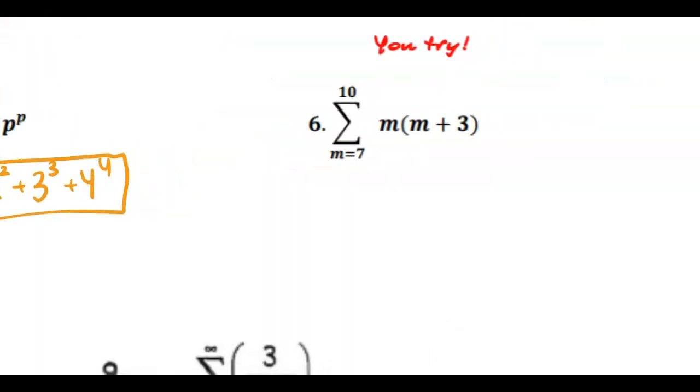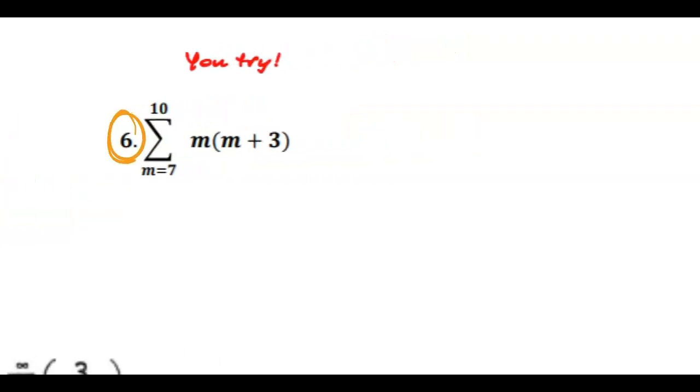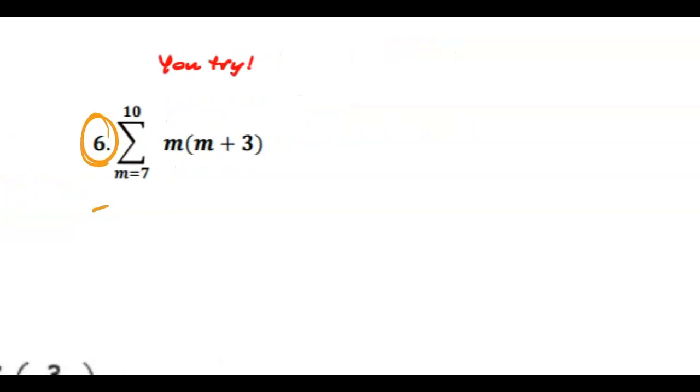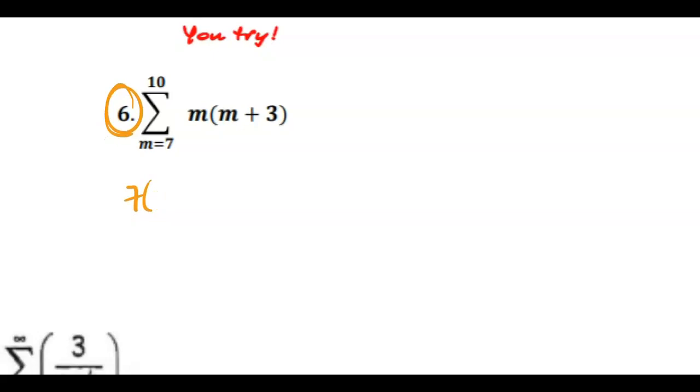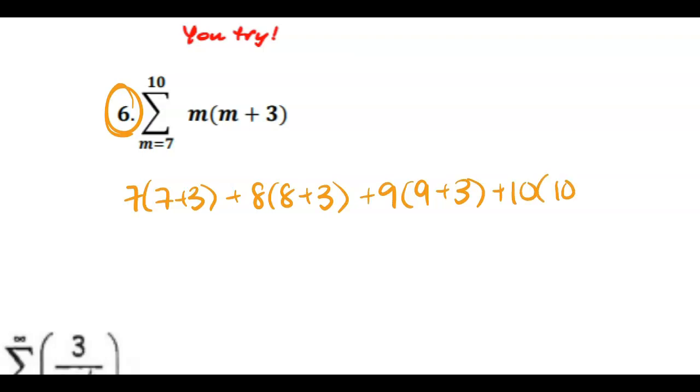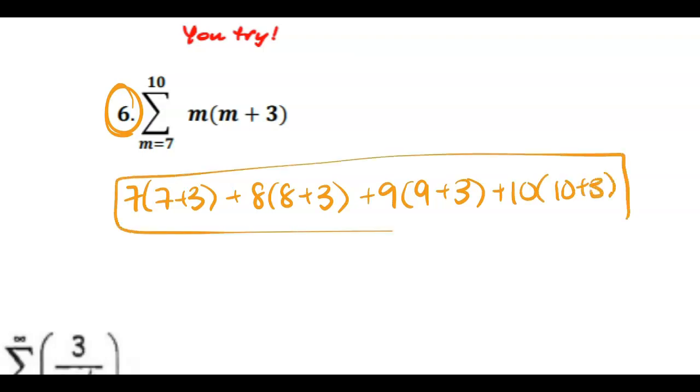Right now, you guys do question number 6. Rewrite this as a partial sum, because technically this is a partial sum. You would rewrite this as, let me make sure I have enough space. We're going to start with, I don't need a bracket, 7 times (7 plus 3) plus 8 times (8 plus 3) plus 9 times (9 plus 3) plus 10 times (10 plus 3). That would be your sum.